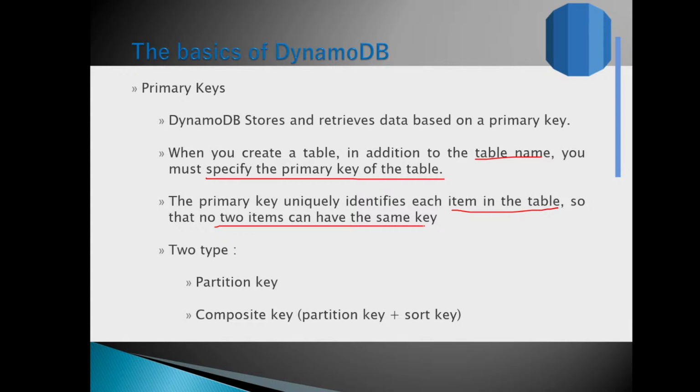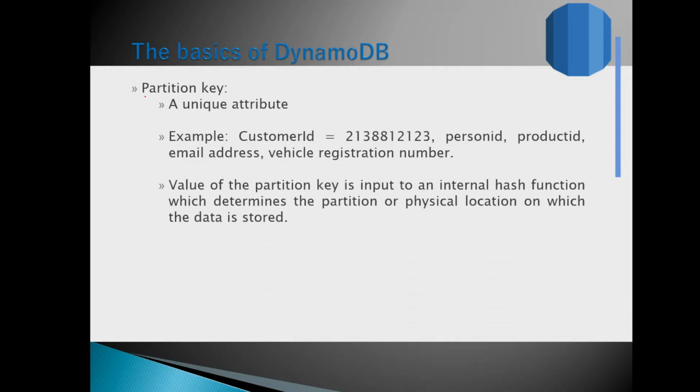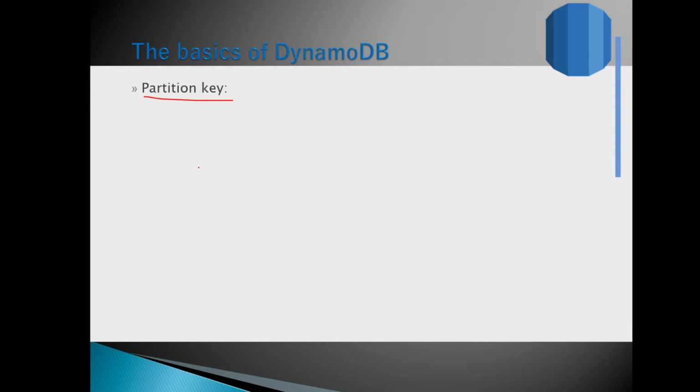So Amazon has two types of primary keys. One is partition key and the other is composite key. So composite key is a combination of partition plus sort key. So what is partition key and what is composite key, we will learn about in a second. So partition key, why the word is named partition key, I will quickly explain to you.